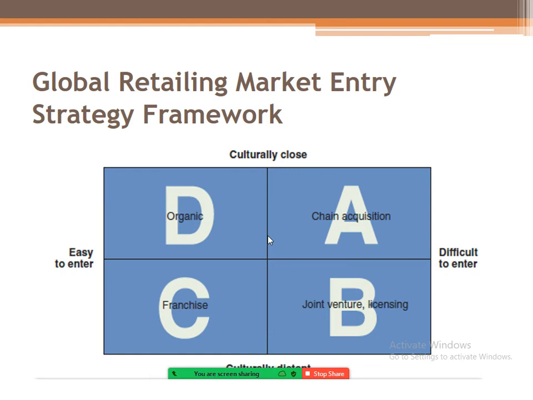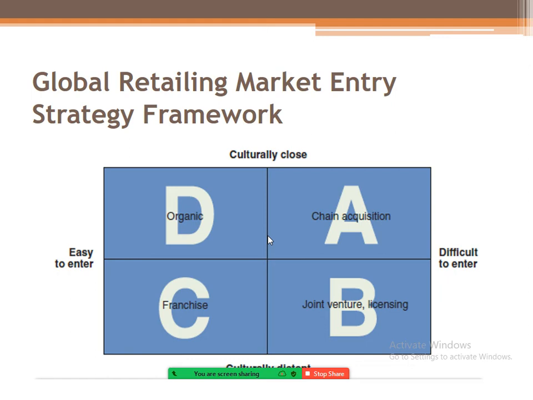You can see these are easy to enter and culturally close. So organic growth occurs when a company uses its own resources and opens a store on a greenfield site or acquires one or more existing retail facilities from another company. In 1997, for example, M&S announced plans to expand from one store to four in Germany through the purchase of three stores operated by Krämer and Meermann. So this is an example of organic growth.